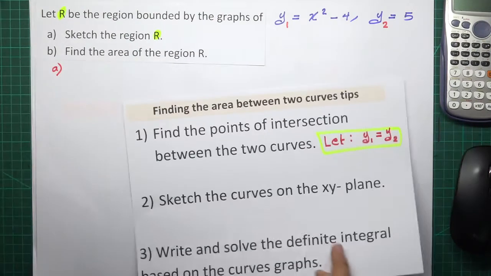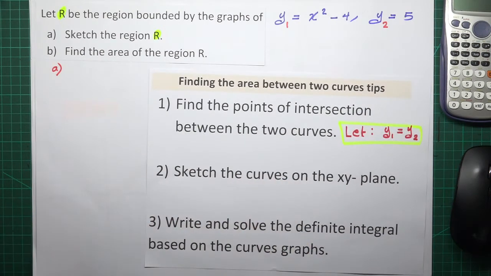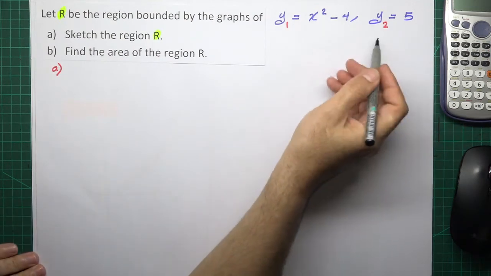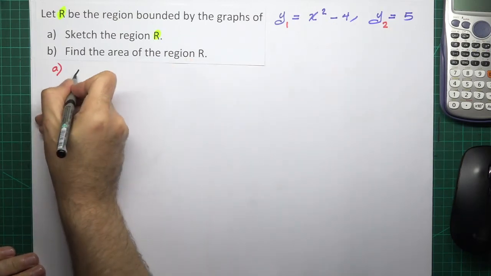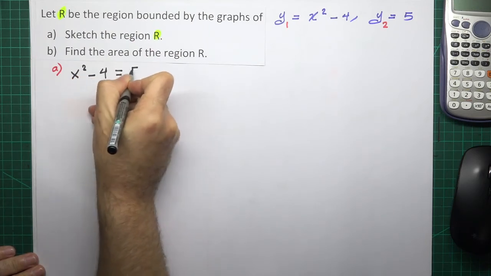Always remember these simple rules: the first step is to find the intersection between the two curves by assuming that y1 equals y2, or y2 equals y1. So we will start with this step, finding the intersection between y1 and y2. So I will assume x squared minus 4 equals 5.